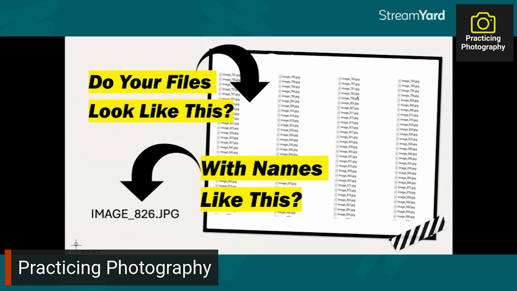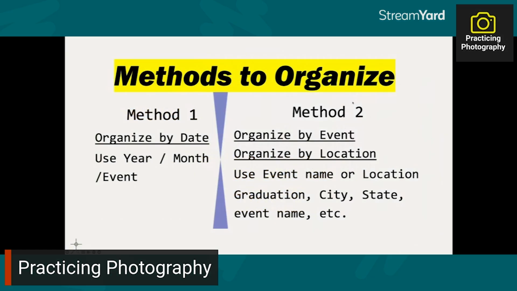When you start looking at organizing your files, there's a couple ways you can do this, and I'm going to share two methods with you. The first method is you organize by date. You use a year, like 2024, month, January, event, polar bear dip. Method two, you organize by an event or location, like your birthday parties, an event in town that you went to, a trip that you went on for vacation, a city that you live in, or a city that you visited.